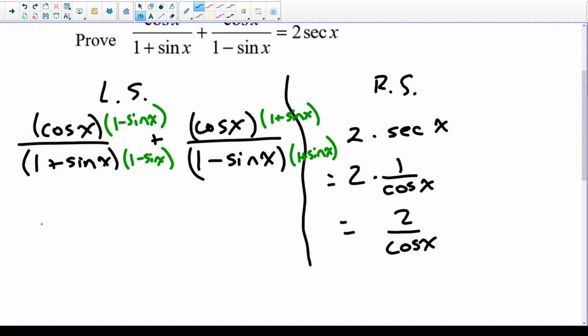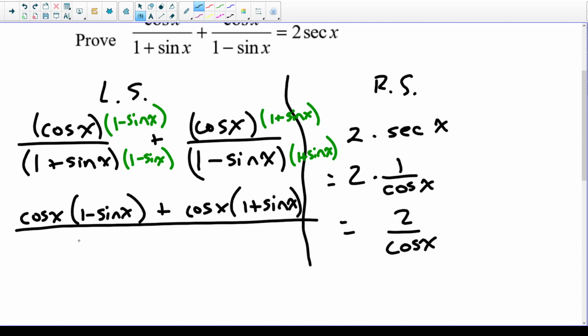So what does that do? Well, that gives me cosine x times 1 minus sine x plus cosine x times 1 plus sine x, all divided by 1 plus sine x times 1 minus sine x. And I'll pause there for a second and see if there are any questions. Okay, I don't see any questions. I'm going to assume that everybody's okay.